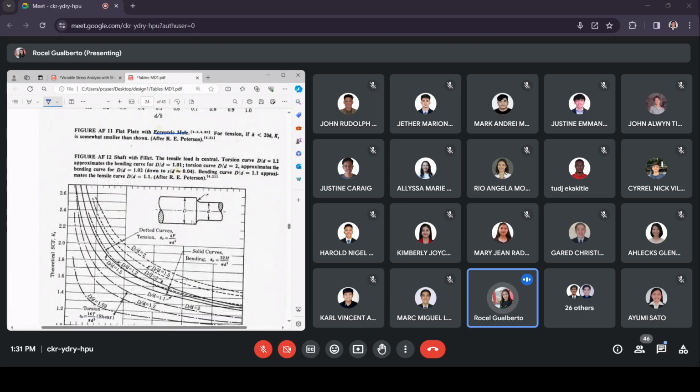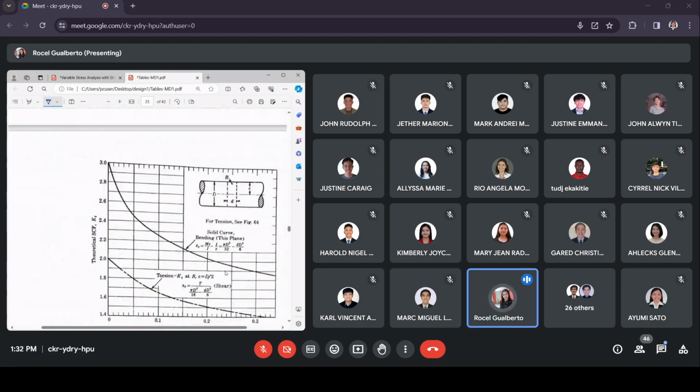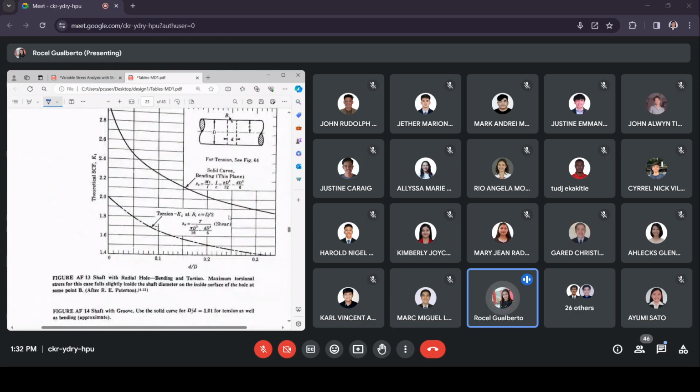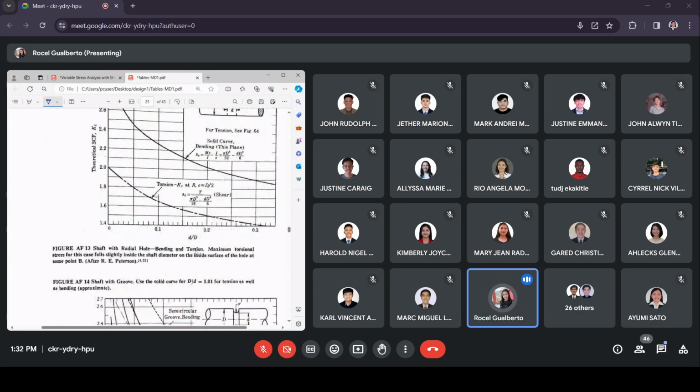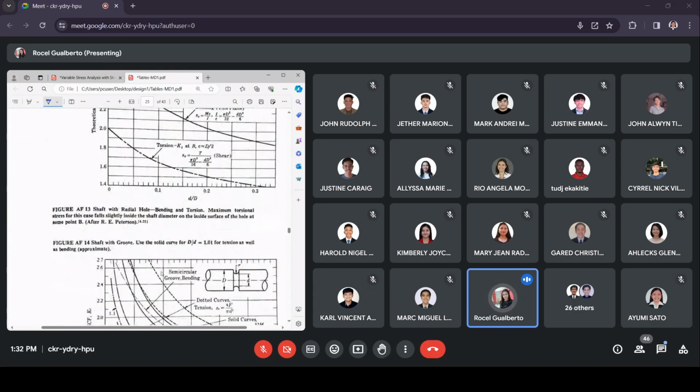AF12, this time, you have a different cross-section. Earlier, it was a flat plate. This time, you have a circular cross-section. So we have your shaft with fillet. You have your shaft with a radial hole on figure AF13. And then AF14 is a shaft with groove. So for 12 to 14, you have circular cross-section, and then you also vary the stress raiser.